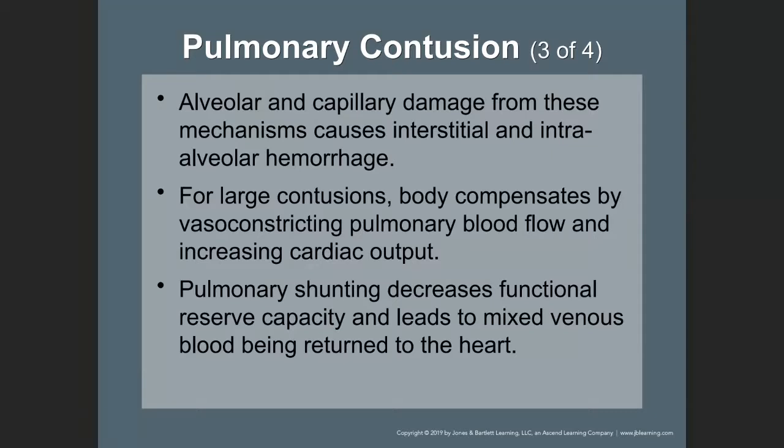Alveolar and capillary damage from these mechanisms causes interstitial and intra-alveolar hemorrhage. For large contusions, the body compensates by vasoconstricting pulmonary blood flow and increasing cardiac output. Pulmonary shunting decreases functional reserve capacity and leads to mixed venous blood being returned to the heart.